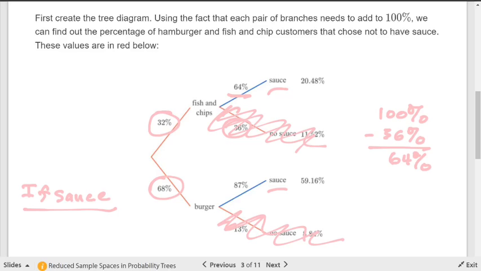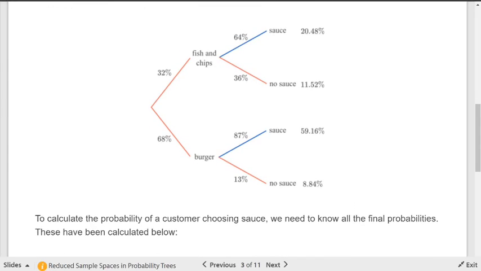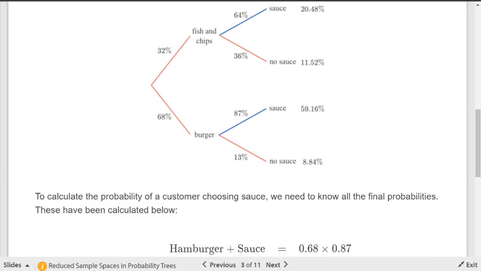So let's look at the solution. So to calculate the probability of customer choosing sauce, we need to know all the final probabilities. And these have been calculated below, okay? So a hamburger and sauce, right? So the probability, the probability of hamburger and sauce. So that's hamburger and sauce, right? So those two probabilities multiplied together will give us that. So that's the probability of what?